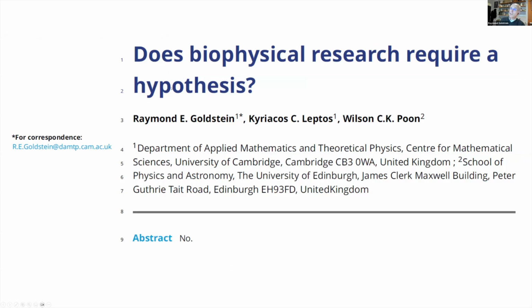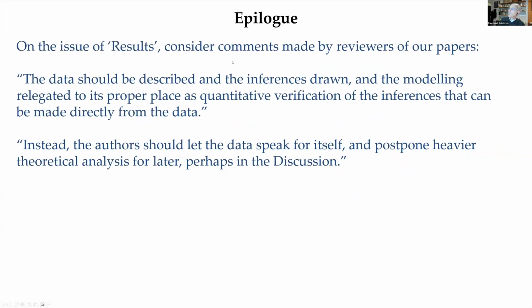Okay, so I claim, and here's a paper in progress where we actually achieve the truly shortest abstract in the world, which is, does biophysical research require a hypothesis? I say no, in the sense that I certainly didn't go into this thinking we were going to find K-gamma distributions. I had no idea about this. We had to just follow our nose and use our ideas from physics to try to understand how to make progress here. This is something I'm working on with Kyriakos Leptos, who is my longtime collaborator here, and Wilson Poon in Europe.